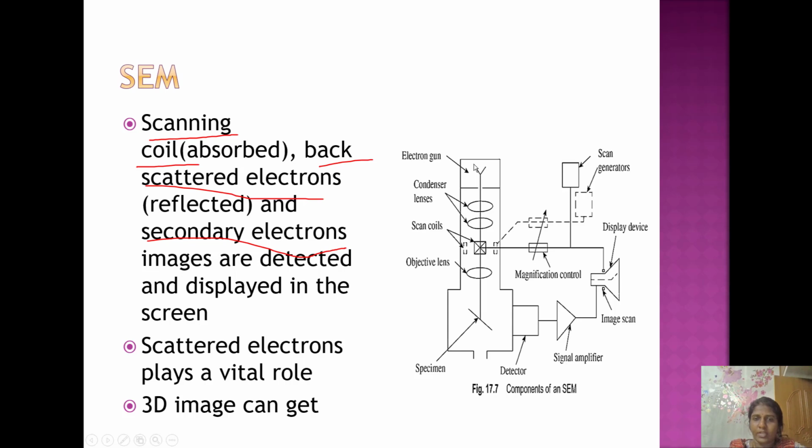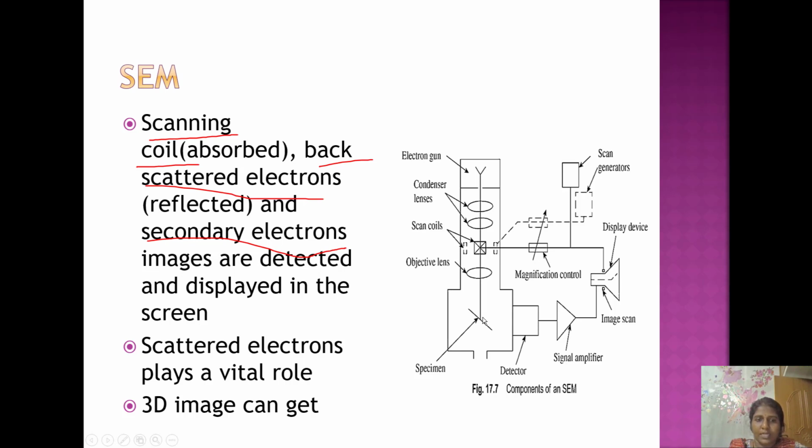Here the electron gun produces the electrons. We have a condenser lens which focuses the electrons towards the specimen. Here the scanning coil is there. This scanning coil absorbs the electrons, and there are backscattered electrons that are reflected, and secondary electrons.